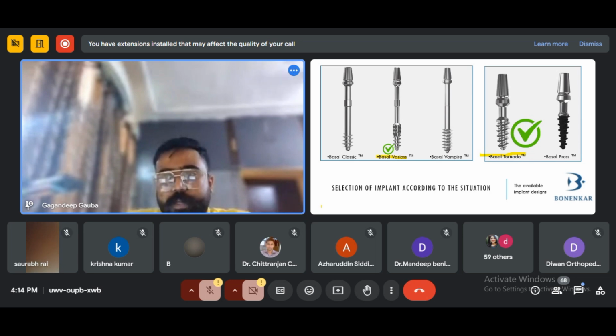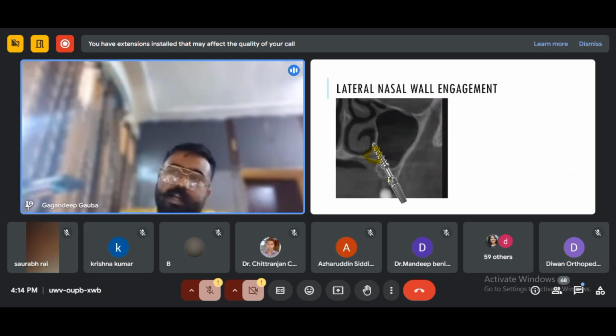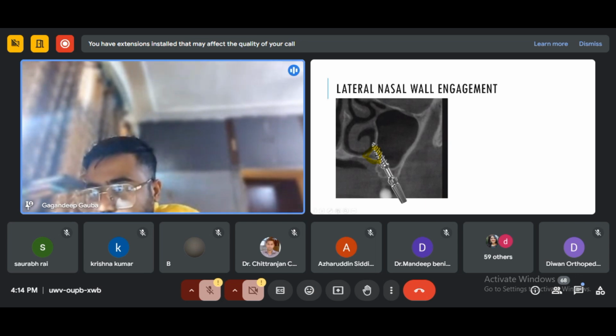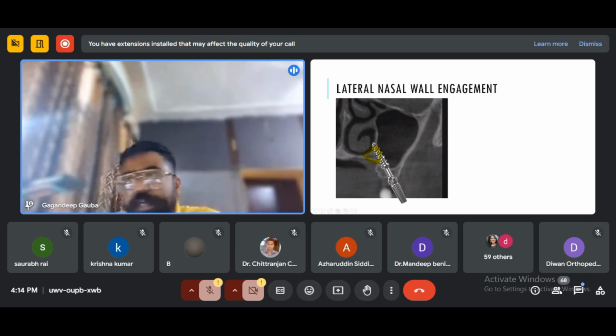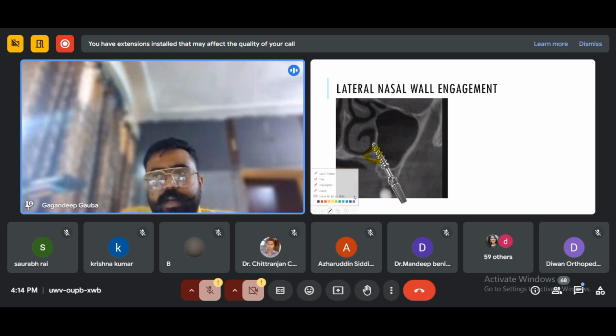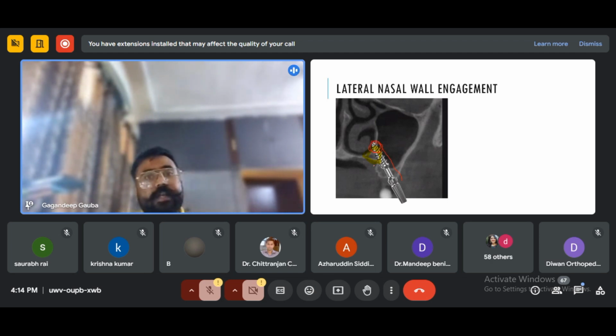Why basal tornado? Let me explain to you. In this site, when we start drilling, let me just show you. When we start drilling, we will make the osteotomy. When we insert the implant, the implant will come from here to here in the sinus. In the sinus, when the implant threads have entered the sinus, we become lost. We can never locate the secondary perforation, right? The location of the secondary perforation always becomes difficult.